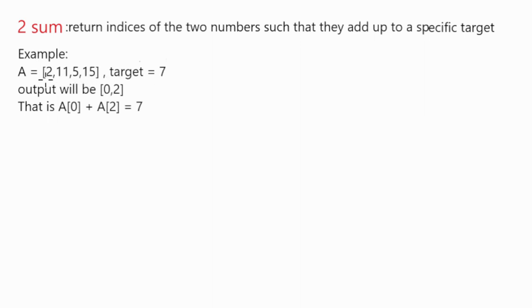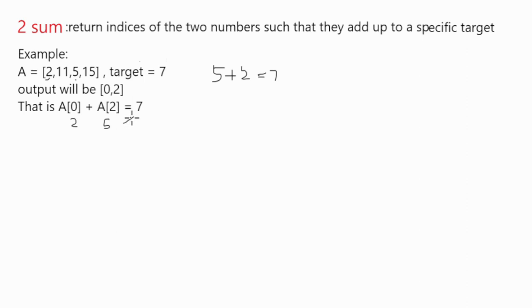The target 7 can be achieved by the sum of 5 and 2, that is 5 plus 2 is equal to 7, right? Then the output will be the indices of the numbers 2 and 5, that is a of 0 plus a of 2, that is 5, that gives us 7.